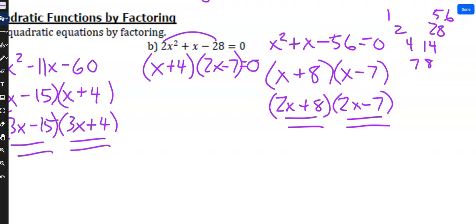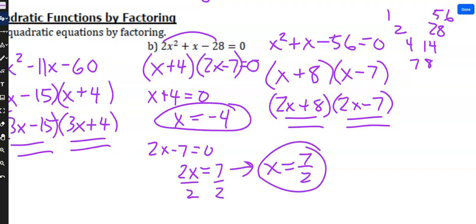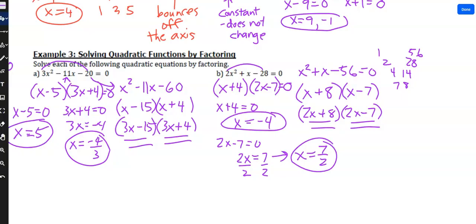And then we can set the factors. x plus 4 equals 0. 2x minus 7 equals 0. And we can solve, obviously, -4 is one of the answers. 2x equals 7, and then when we divide by 2, we get x equals 7 over 2, which is 3.5 if you're a decimal fan. Okay? But I think that's all, but let's check and see if we got any more slides.